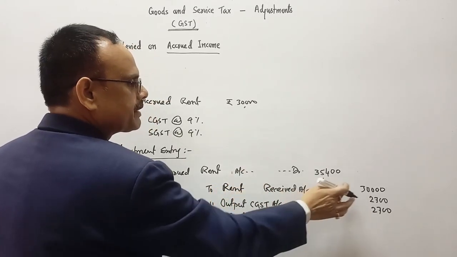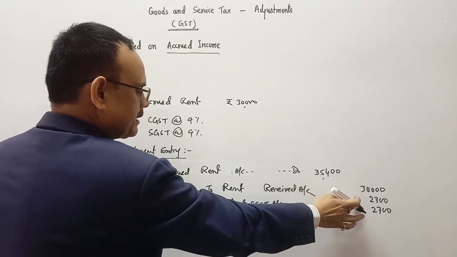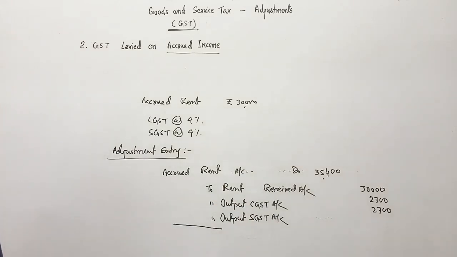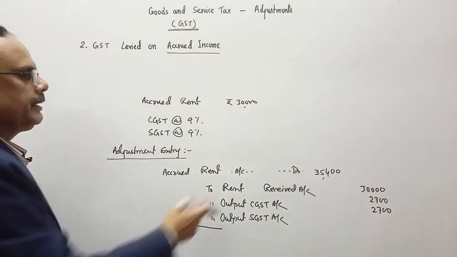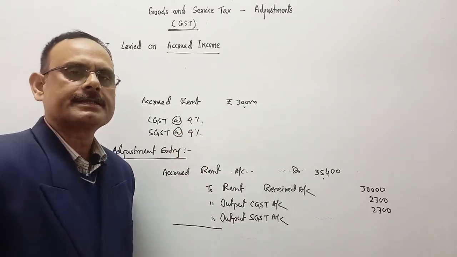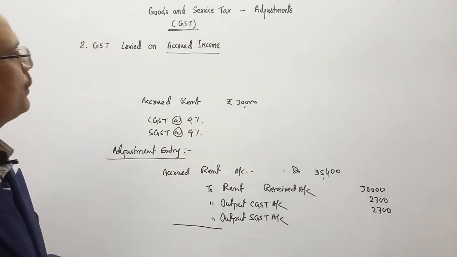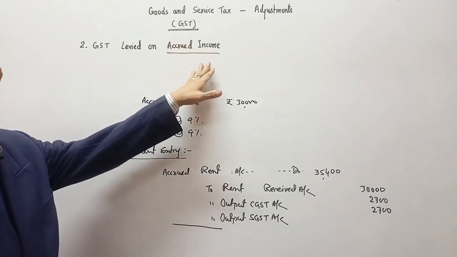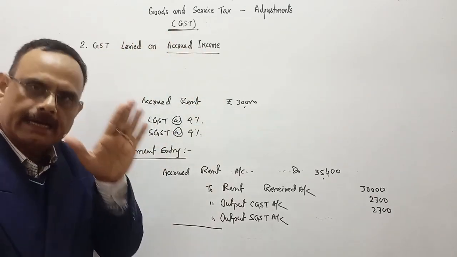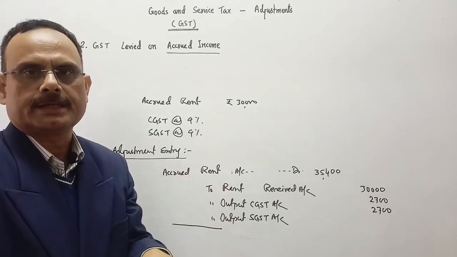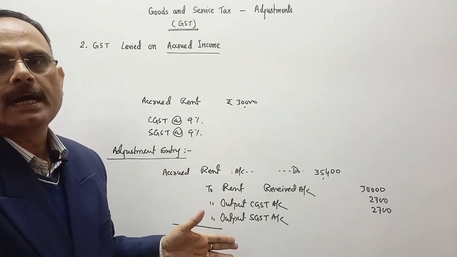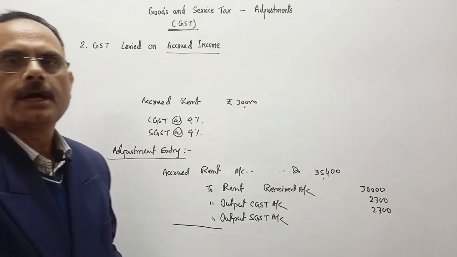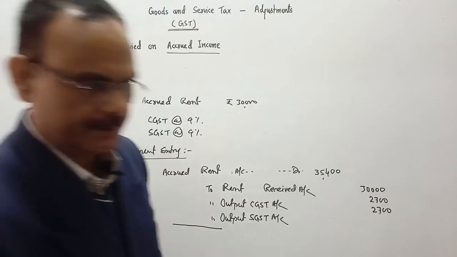And your rent received is 30, 9% is the output CGST and 9% is the output SGST. And then you add it and write it. Okay, this is the adjustment entry related to the accrued income, which is given in the adjustment after the trial balance or outside the trial balance, and the information of GST is given. Then how will you do the treatment, how will you do the adjusting entry.